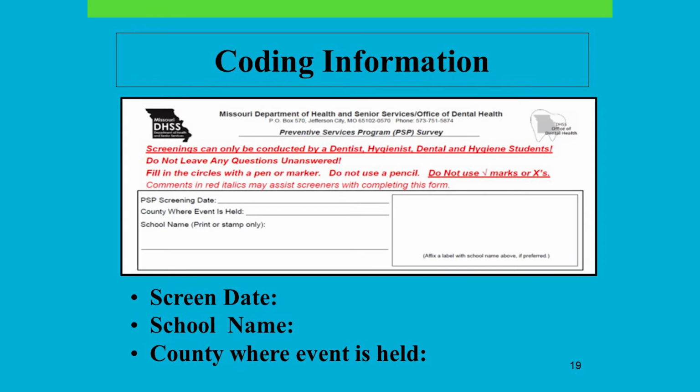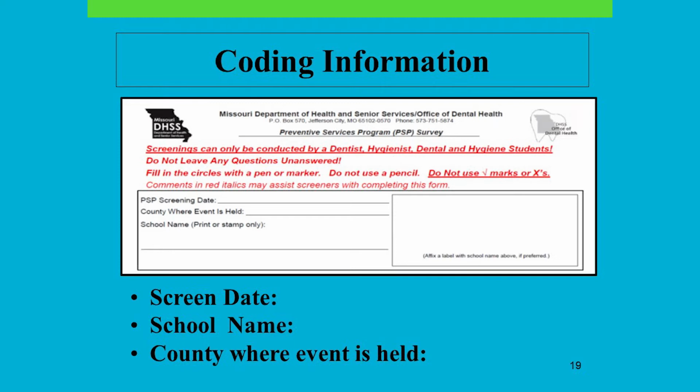The school coding information at the top of the screening form is very important. The screening date is the date the event is taking place. The school name is simply the name of the school. Minor abbreviations for the school code are acceptable, but please avoid vague 2 to 3 letter abbreviations. For example, in Poplar Bluff, you may wish to write POPBLF. Avoid the brief abbreviation of PB.